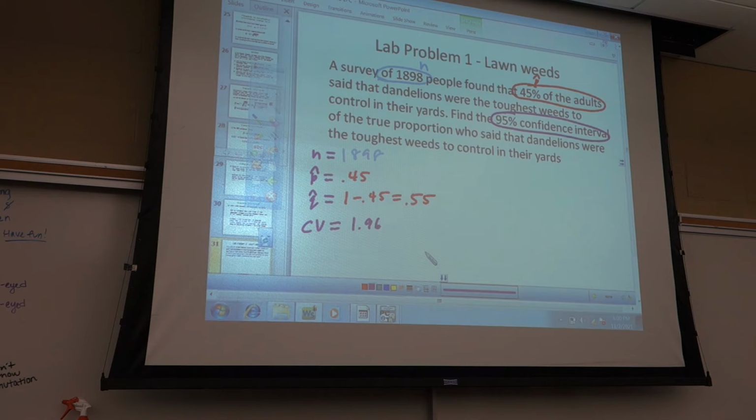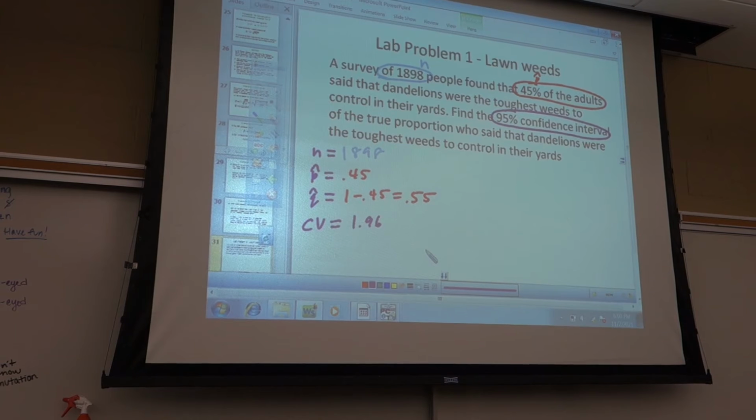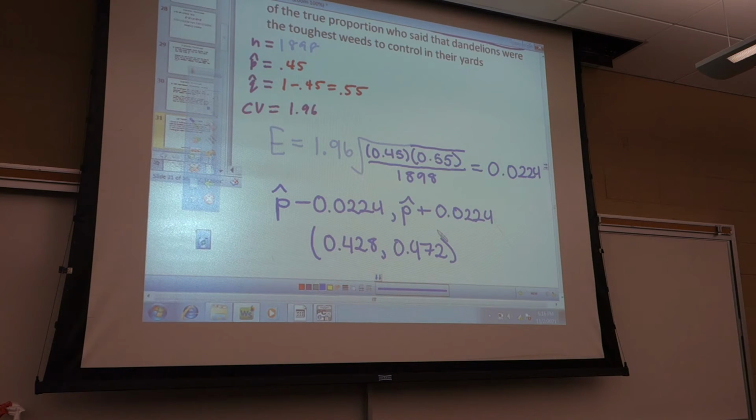First find your E and then find your confidence interval. So I found the margin of error by taking the confidence level and then finding on the table the critical value, which was 1.96. And then I took the square root of p hat times q hat over n, and then I got the margin of error. I subtracted the margin of error from p hat, and then I added it to p hat, and that was my answer. Perfect. All right. Good deal.